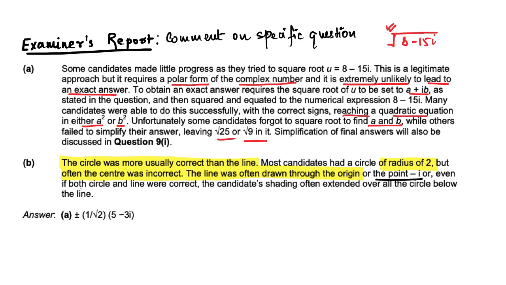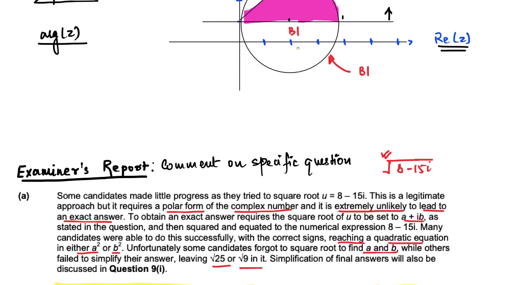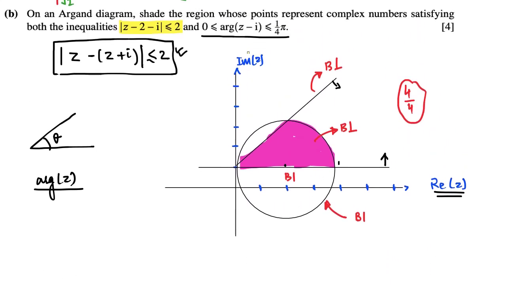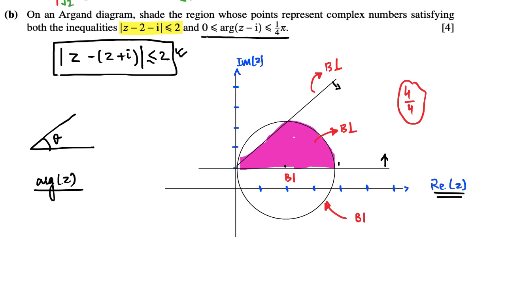Now the third point where they have made mistakes: even if both the circle and line were correct, the candidates' shading often extended over the circle below the line. Meaning some of the candidates must have shaded this part also, which is not the required region. Why is this not the required region? Because here our argument is greater than or equal to 0 and less than or equal to pi by 4. So only this region is included for this argument.